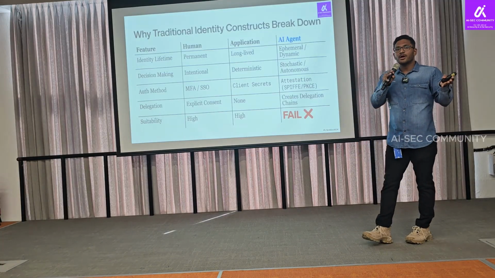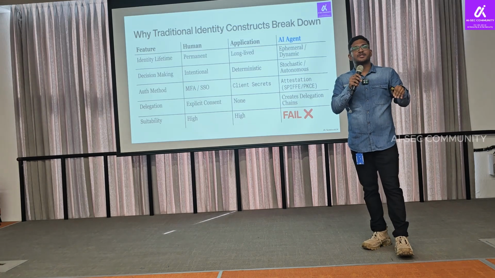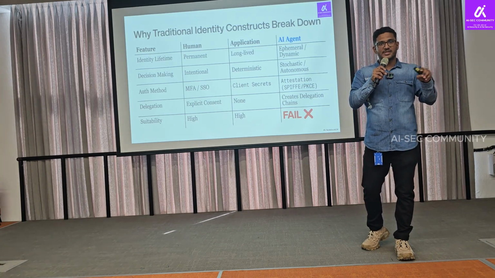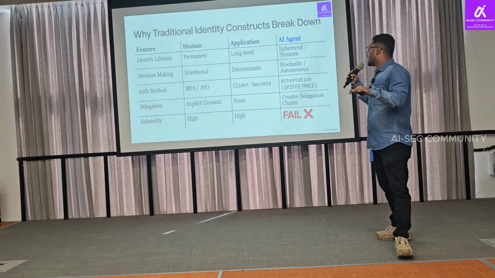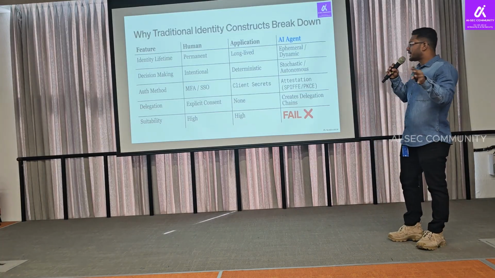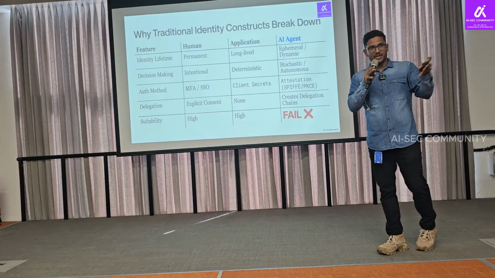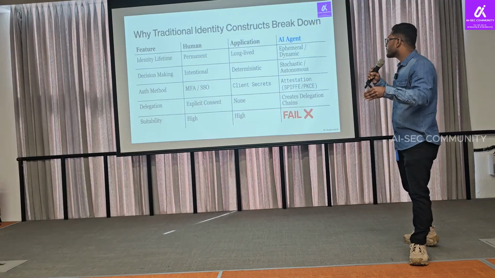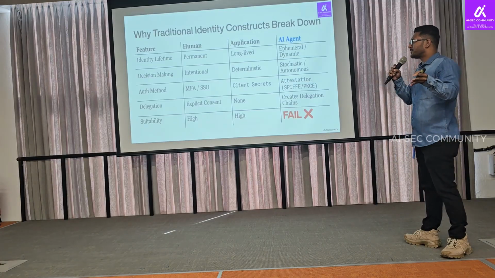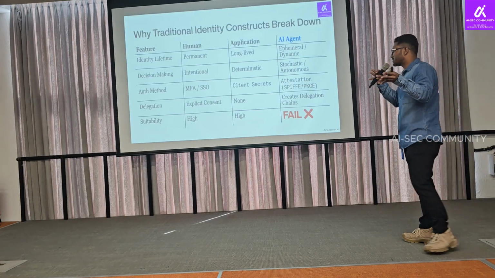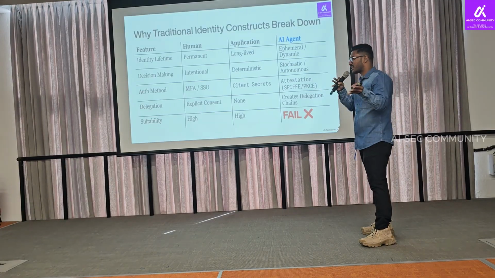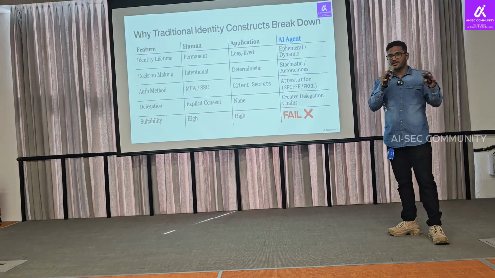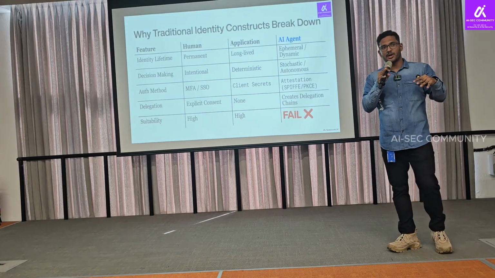Then decision-making: a human intentionally consents to performing an action which is already hard-coded. You press that, that's done. Applications are also deterministic. AI agents are autonomous. They make their own decisions and they make their own intent. The authentication methods for traditional human or application are SSO, client secrets, and client ID. In an AI agent, we still use the traditional methods. We'll talk about how that works.